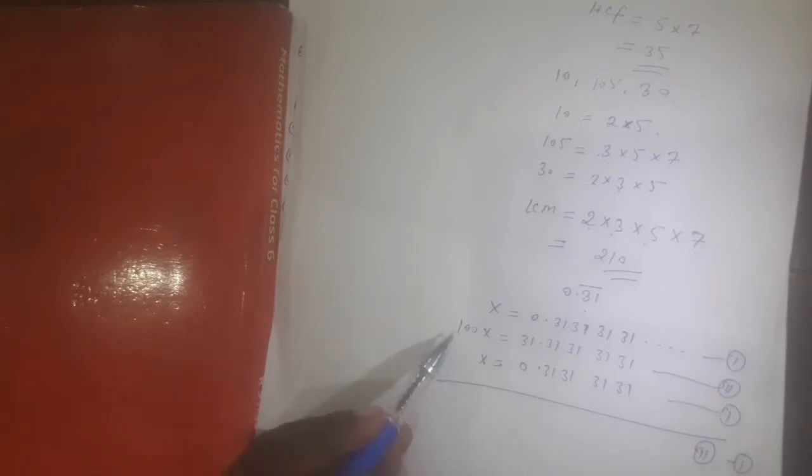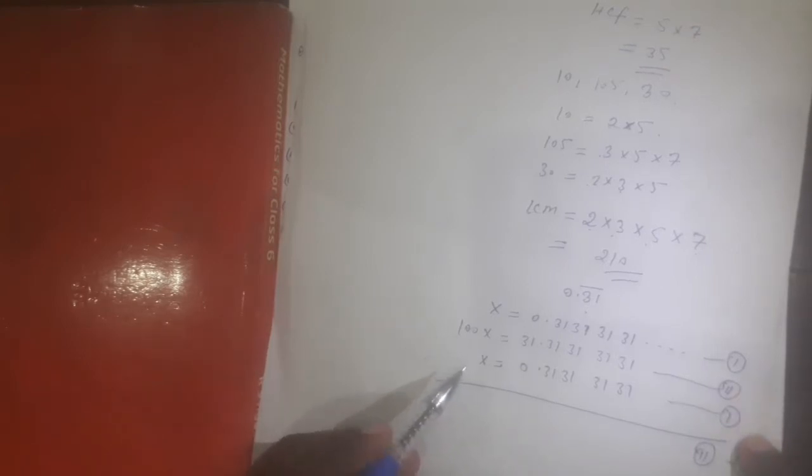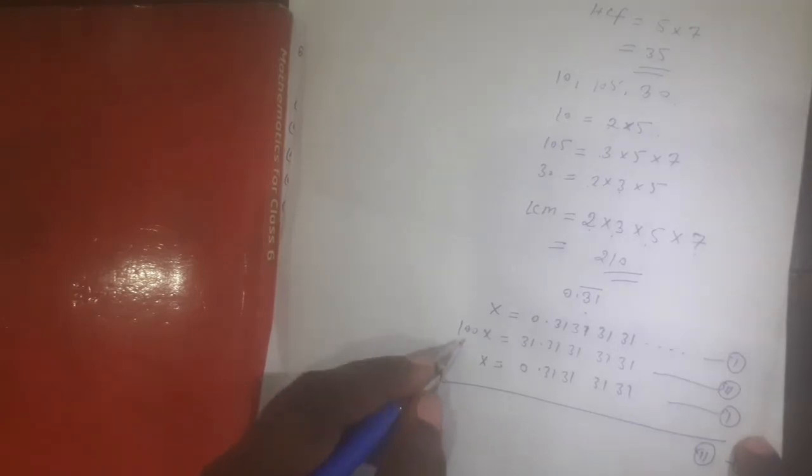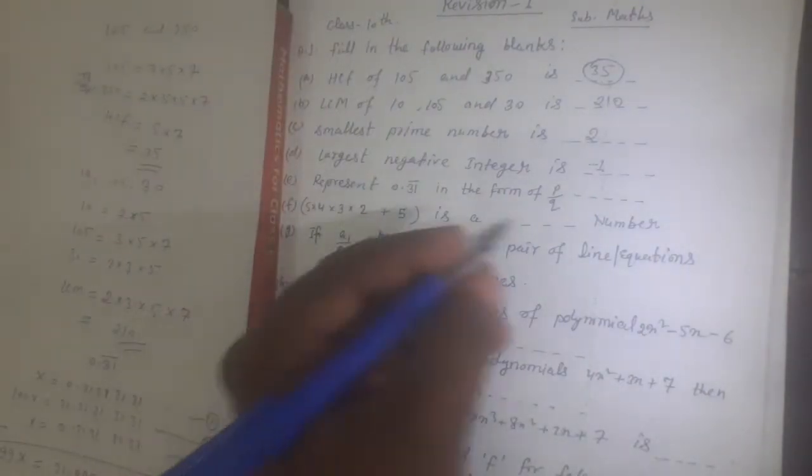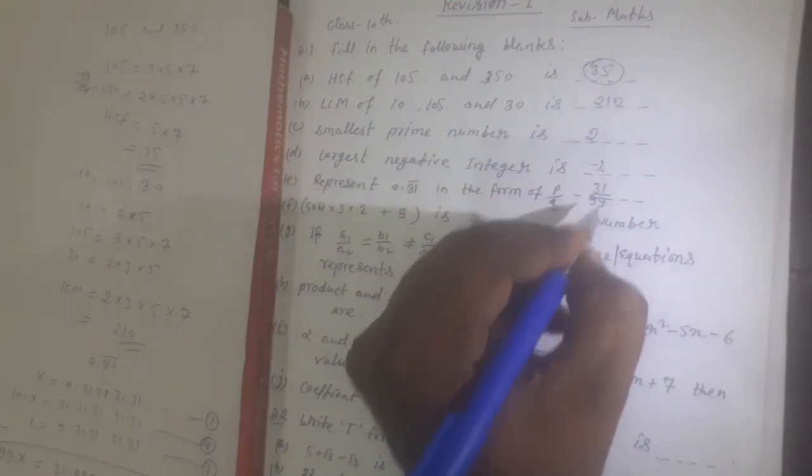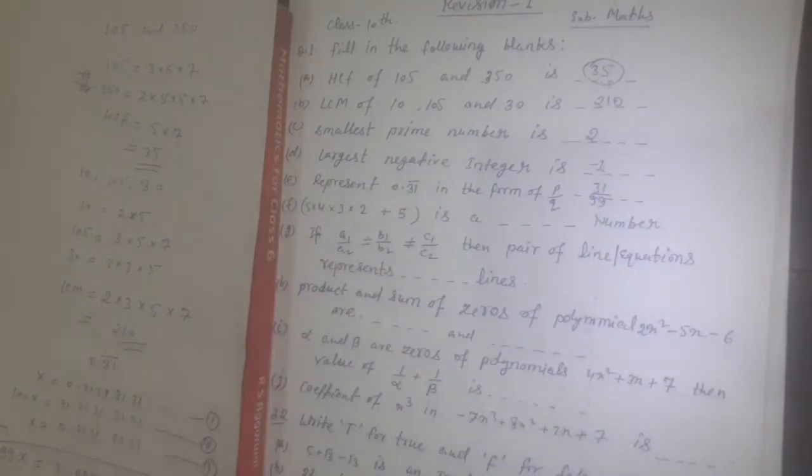So dear student, here from equation second we will subtract equation first. So what we will get here, this 100x minus x, it will be 99x, and here it is 0.0 0 0 and this is 31.0. So this 0 0 0 means nothing. Okay, so now x is equal to 31 upon 99. So the right answer is 31 upon 99. So similarly you can see each and every question here.